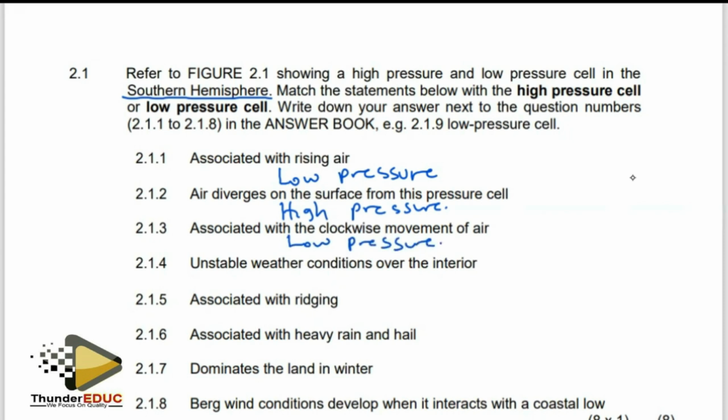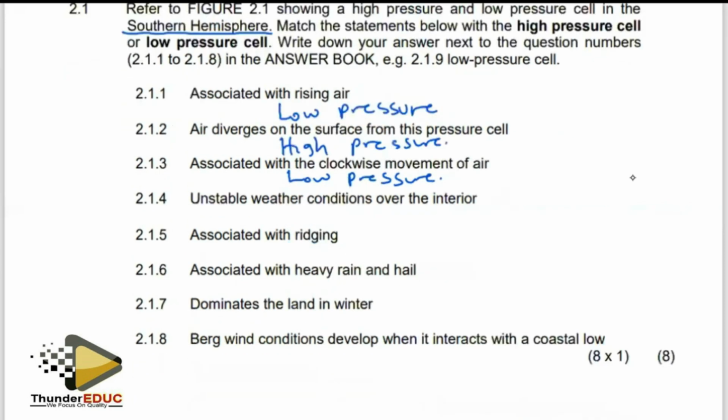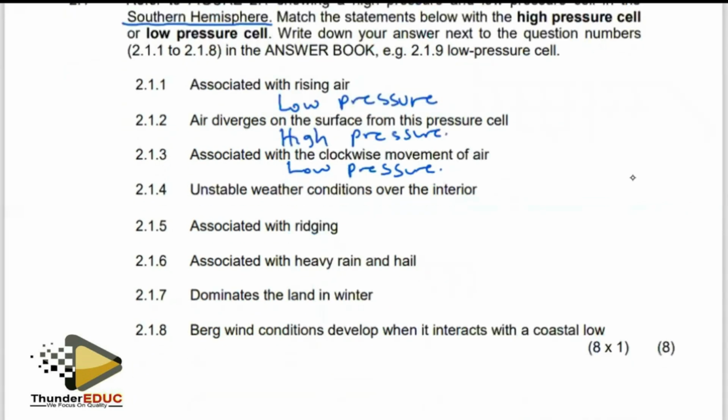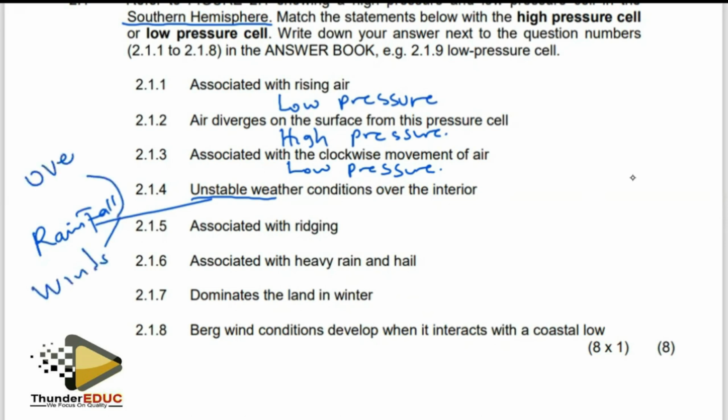2.1.4 unstable weather conditions over the interior. So remember, when they say unstable weather conditions, they are referring to things, for example, rainfall, winds, overcast conditions, etc. We can as well talk about, let's say, thunderstorms. So all these are examples of unstable conditions.